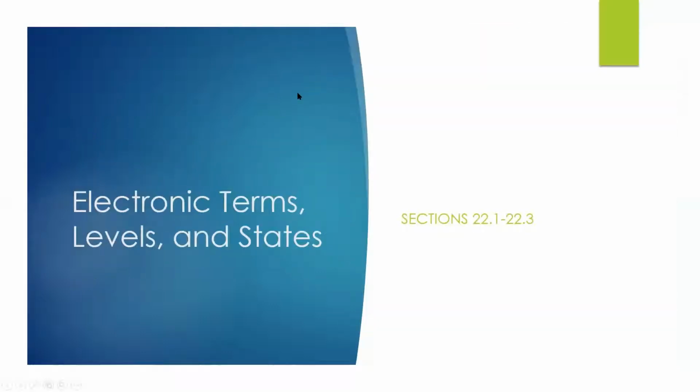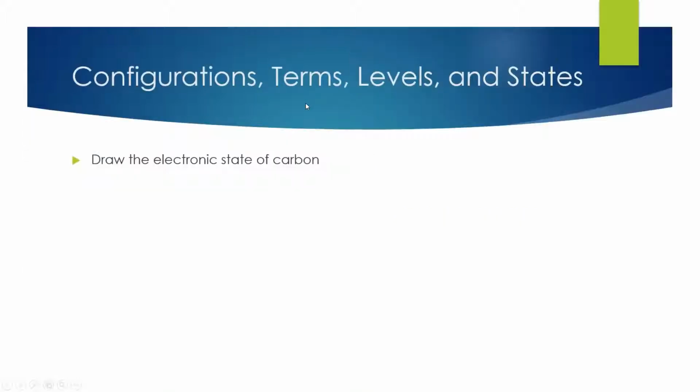So today we'll begin by talking about electronic terms, levels, and states. All of these are subcomponents of the electron configuration that you know from Gen Chem. So to think about what would happen if we were to put electrons in degenerate orbitals, I want you to quickly pause the video and draw the electron configuration for carbon.